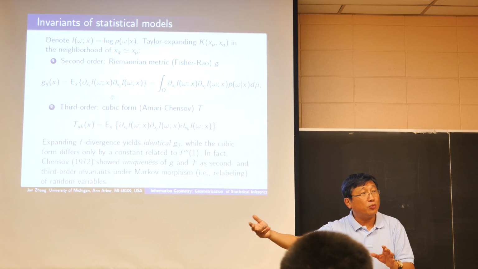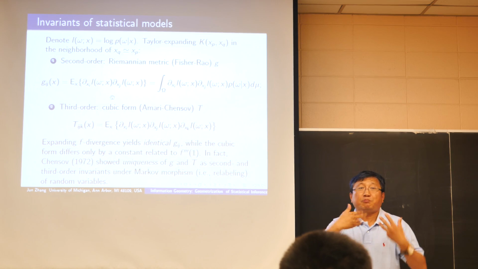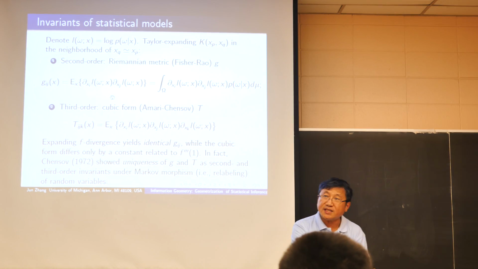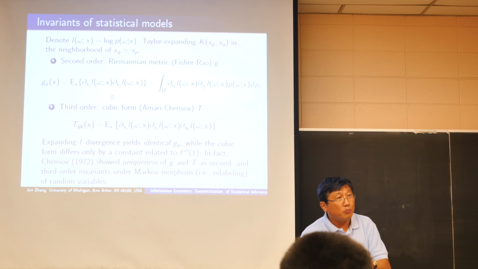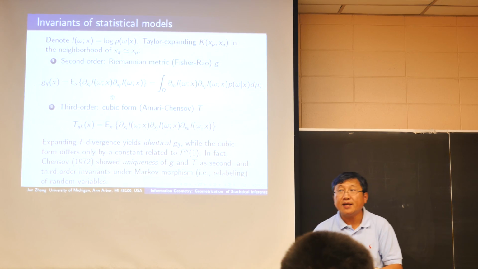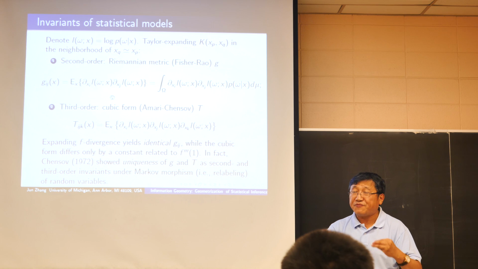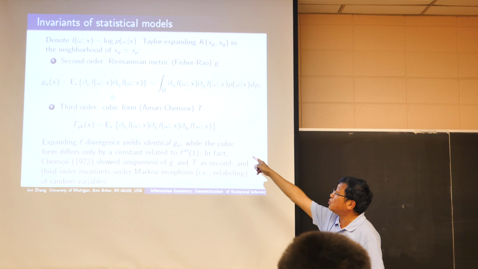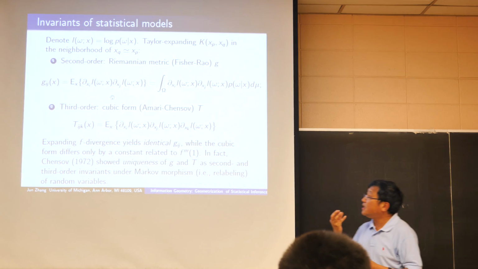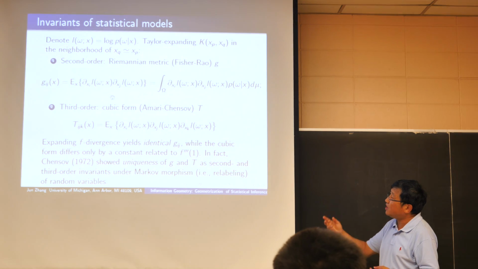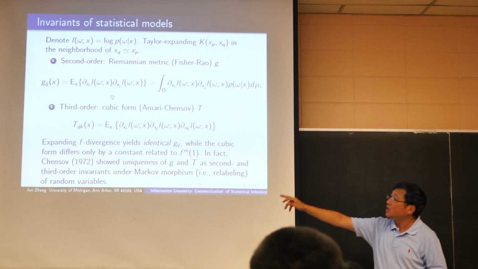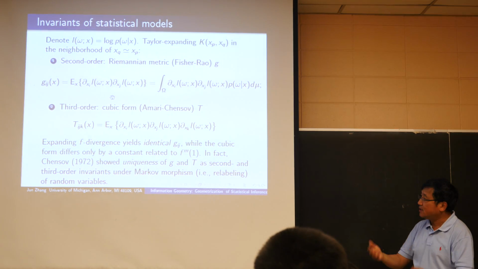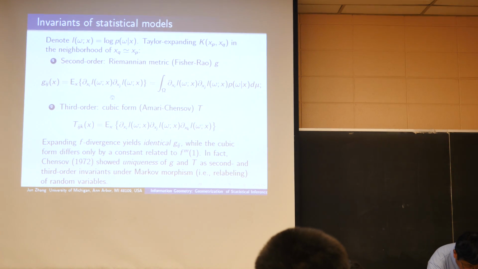A Markov morphism of the sample space is this: if I relabel the random variables, I have another new random variable, so my statistical model should respect this kind of relabeling. The statistical distributions on the old sample space and the new sample space should transform in a way that respects this relabeling. If you ask what is left as invariant of this model, the second order would be this one, and the third order would be that. These are the only second and third order invariants of the Markov morphism. That was shown by Chentsov first, and then extended and generalized by other authors as well.